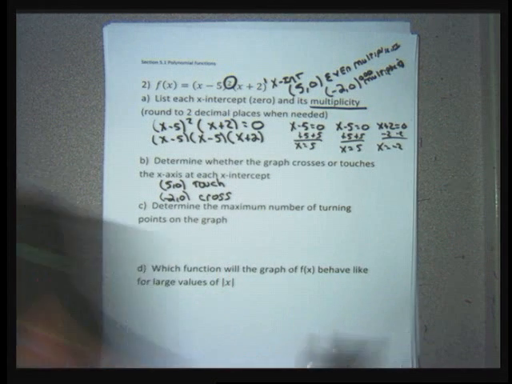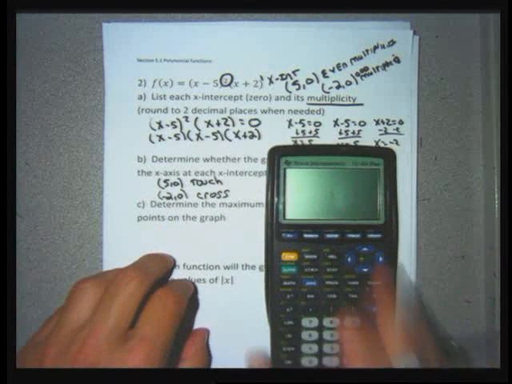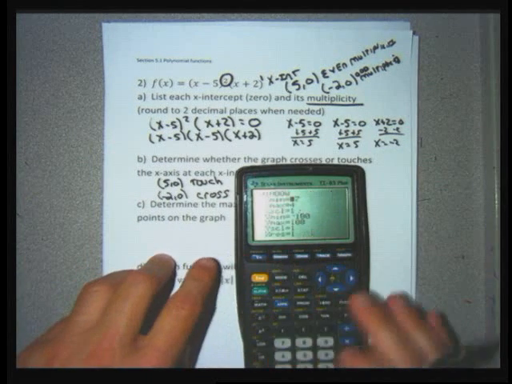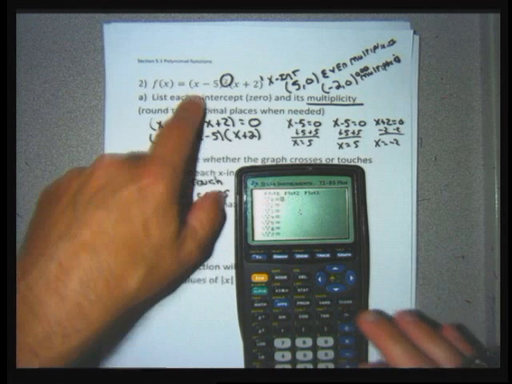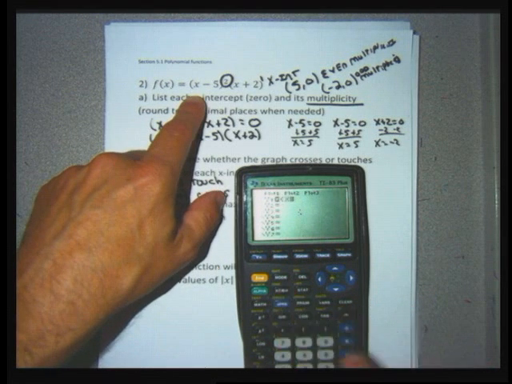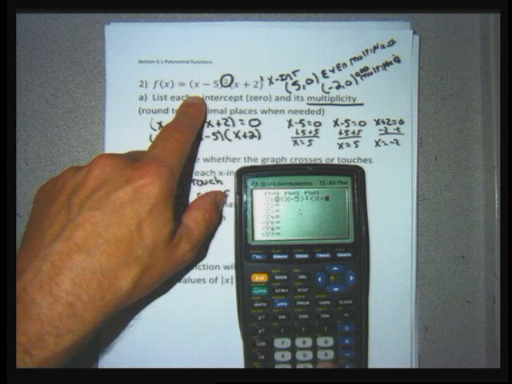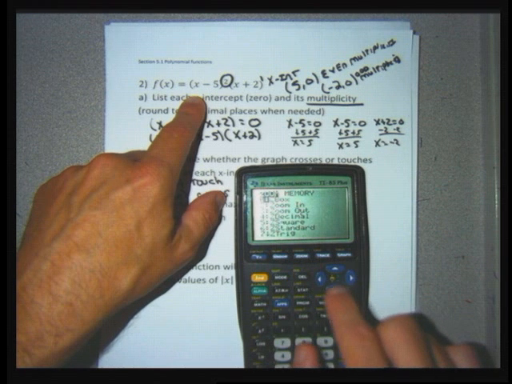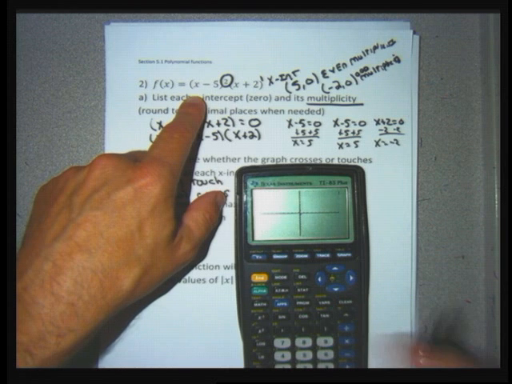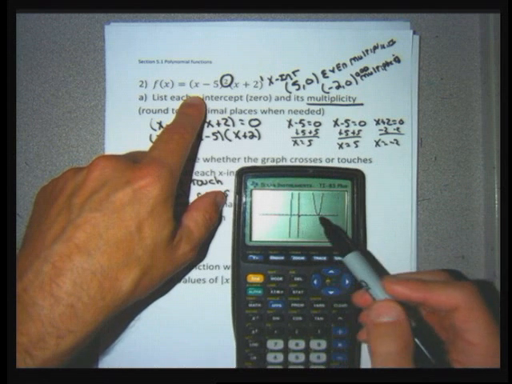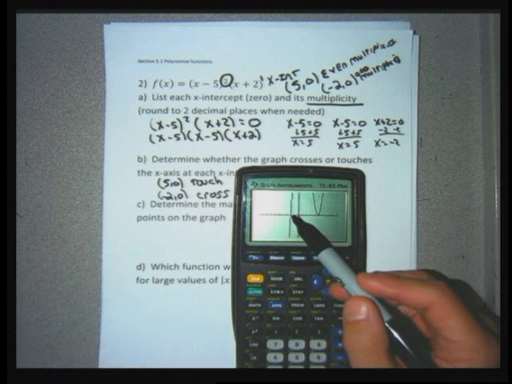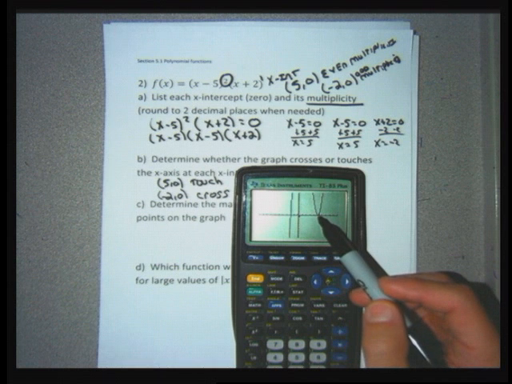So real quickly, if I just graph this on my calculator, hit my y equals button, and graphed x minus 5 squared times x plus 2, and did zoom standard, I should be able to see the x-intercept of negative 2 and the x-intercept of 5. There's the x-intercept of negative 2. The graph crosses at that x-intercept because it has odd multiplicity. There's the x-intercept of 5. The graph touches at the x-intercept of 5 because that intercept has even multiplicity.